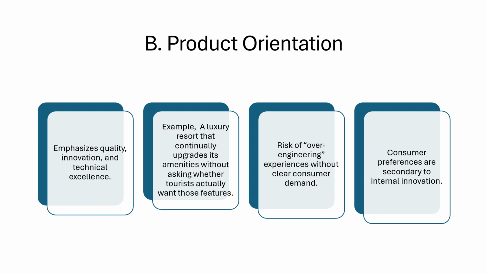This is what they believe. So they're basically ignoring what tourists really need, but there's a lot of cost incurred here, and most of the time this innovation or the performance may not necessarily match the actual needs of tourists. So that is the second orientation.